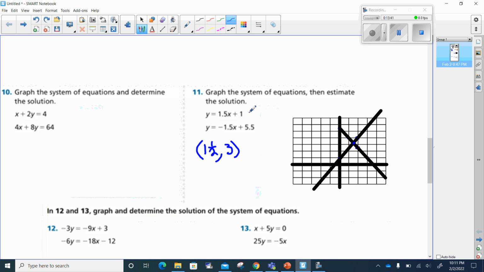If I had to be specific with it, I would probably say, let's go ahead and put these equal to each other. And that would give me, let's see, 1.5x plus 1 has to be equal, because these are both equal to y, to negative 1.5x plus 5.5.